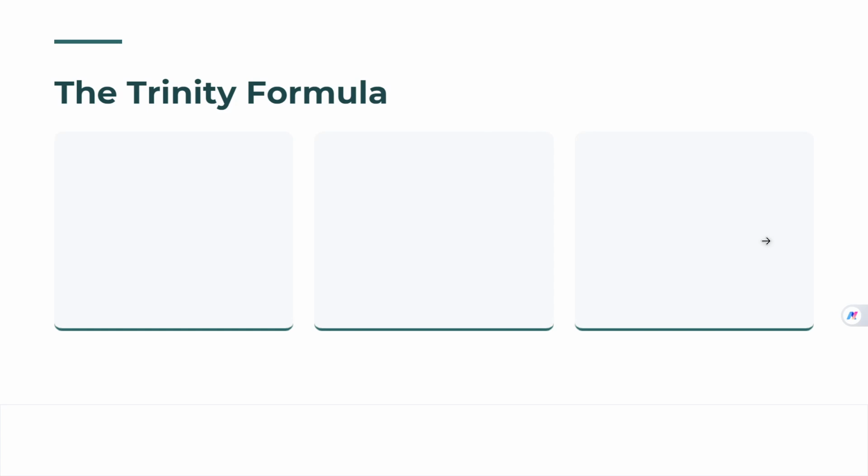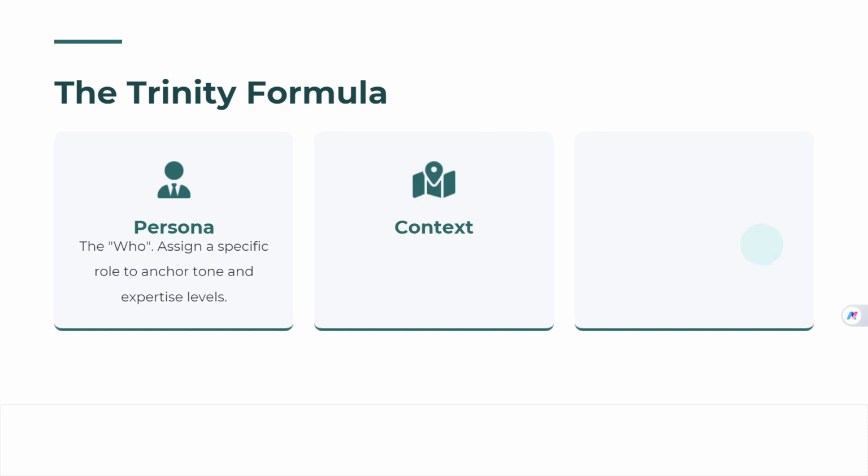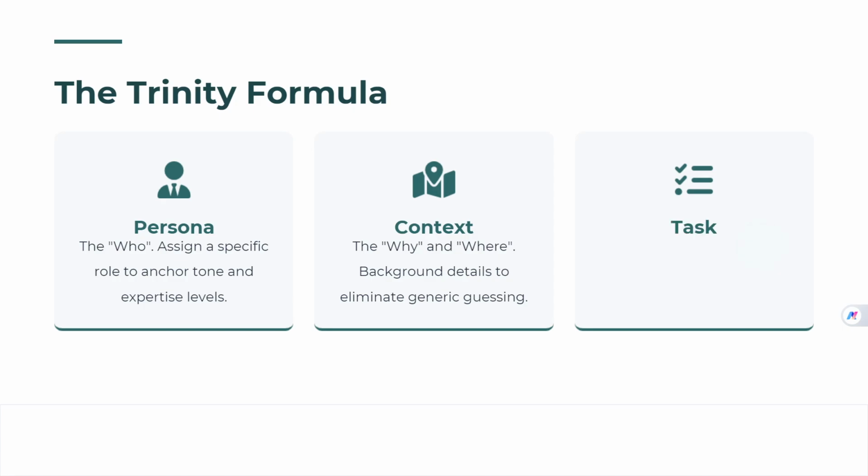The Trinity formula. To get elite results, you need a formula. We call this the Trinity formula, right? It consists of three non-negotiable pillars, namely persona, context, and what? The task. We will take this one by one.